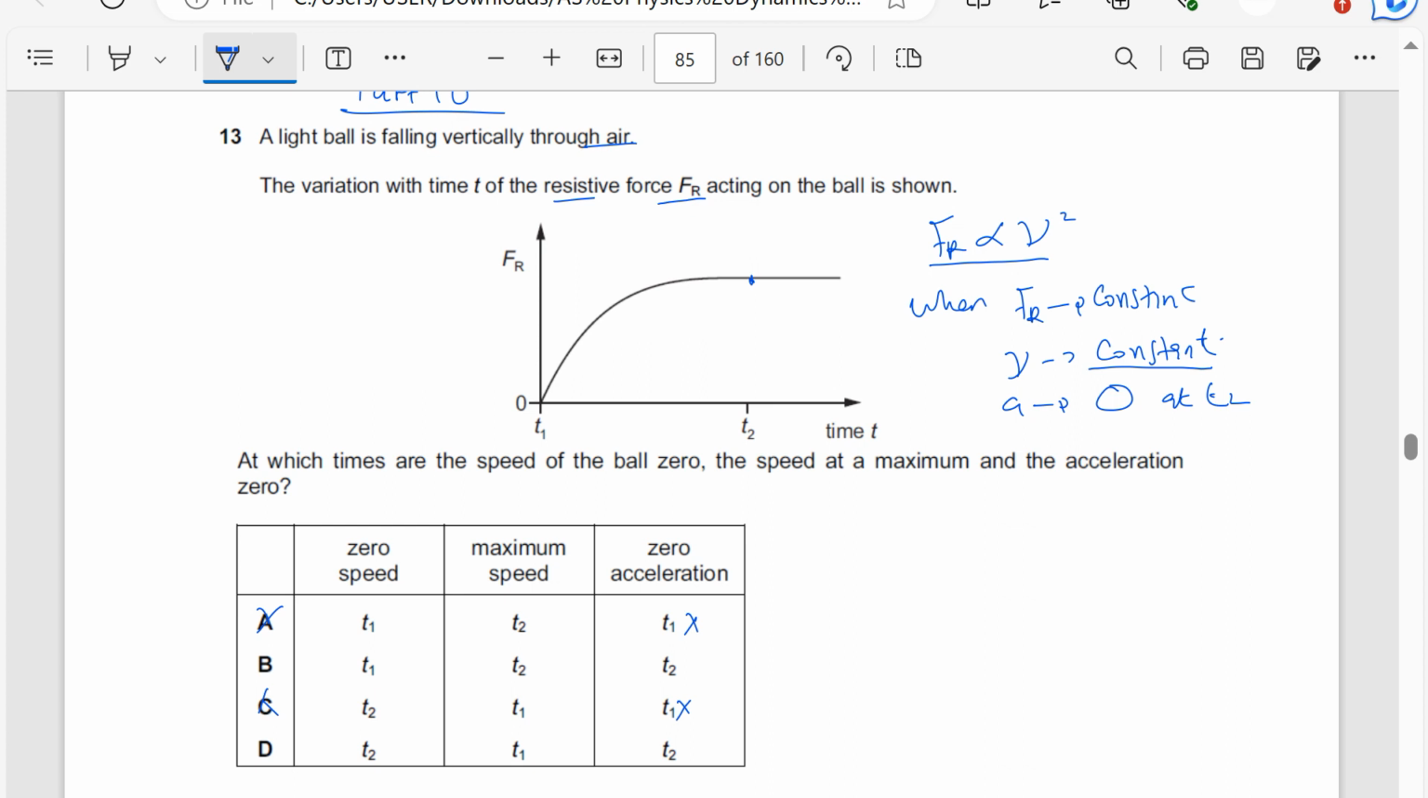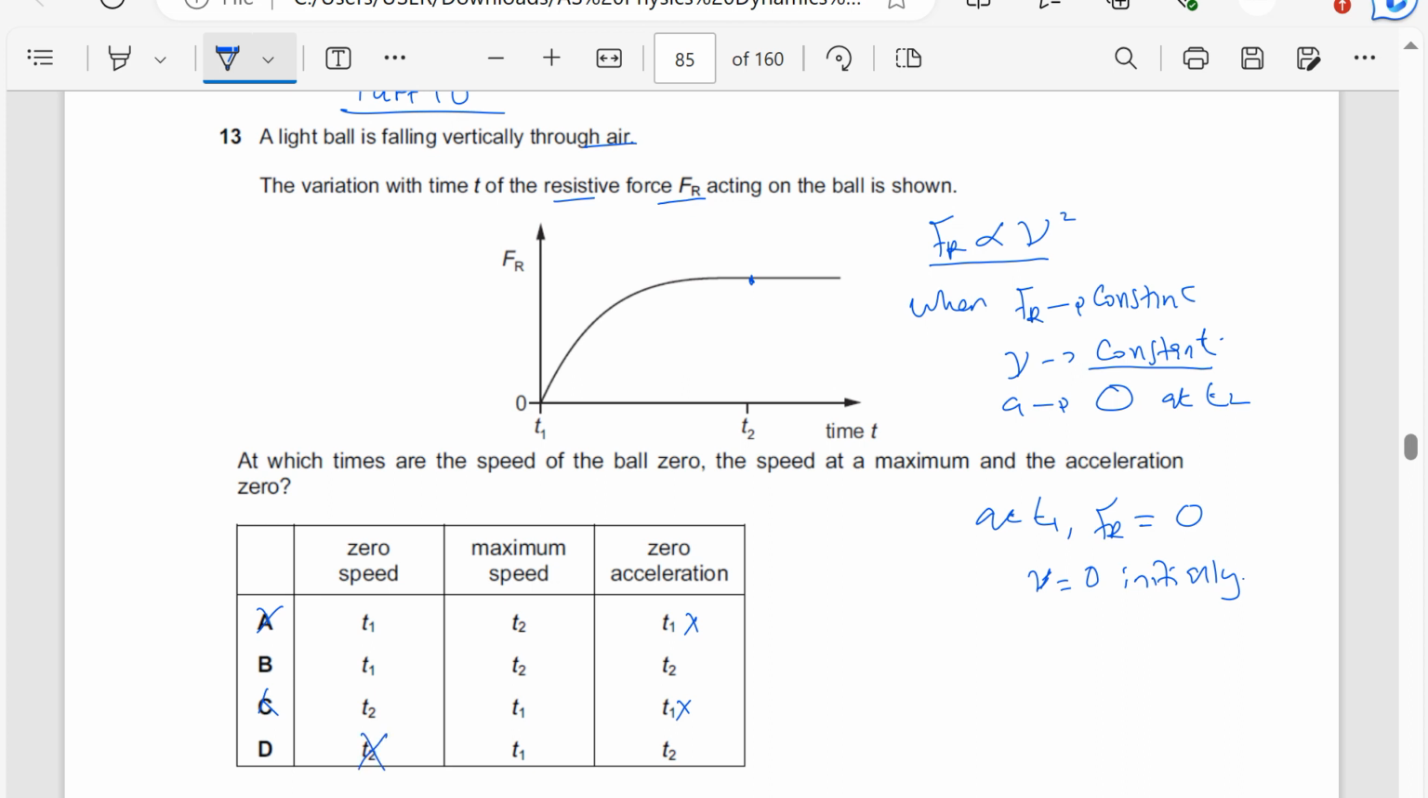Then at t1, of course, the resistive force is 0. We see that from the graph. At t1, the resistive force is equal to 0. And if the resistive force is 0, V is also 0 initially, because remember, the resistive force is directly proportional to V. So at t1 where the resistive force is 0, V is also equal to 0. So 0 speed is at t1, not at t2.